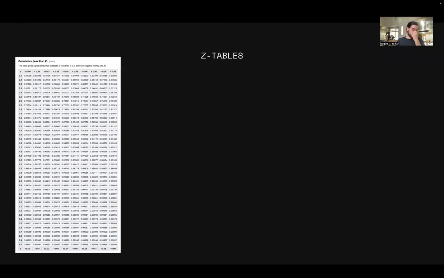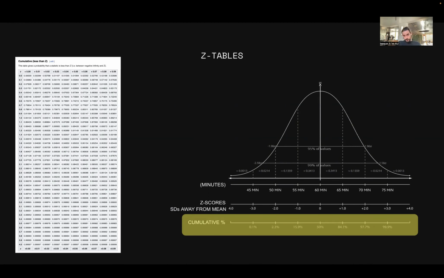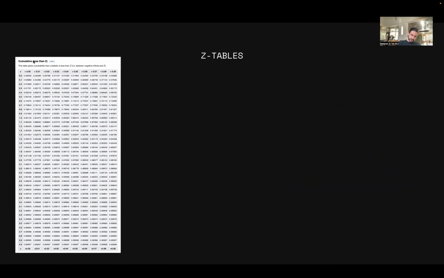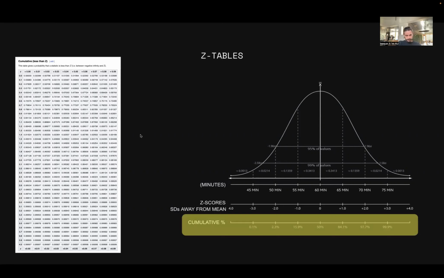Okay, let me explain in a different way. You probably saw Z tables before. Z tables are these very scary, big tables with a bunch of numbers that you probably don't know what they mean. Well, let me tell you how to use them. So this is a Z table. Let's use the concept of cumulative percentages, which is something that we used before. This one says that it's a cumulative Z table, so we're going to use that concept.